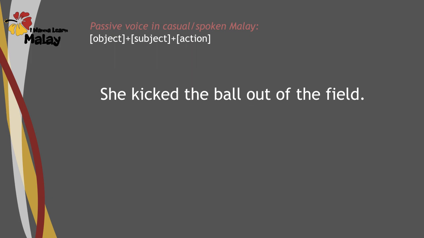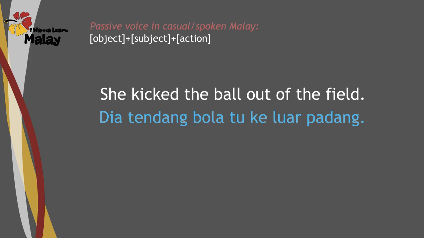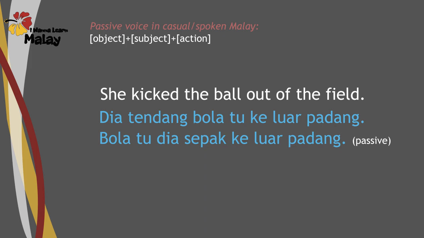So the sentence in active form is dia sepak bola tu keluar padang. Or dia tendang bola tu keluar padang. So how do we say this in a passive format? Bola tu dia sepak keluar padang.